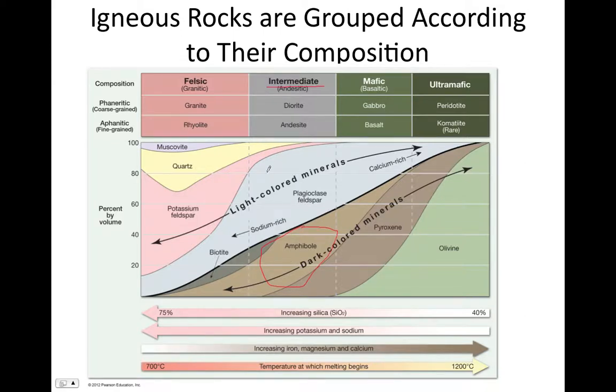Okay, so they contain a little bit of quartz, a little bit of potassium feldspar, a mix of sodium and calcium-rich plagioclase feldspar, a little bit of biotite, a lot of hornblende, and some augite. So that's what makes intermediate igneous rocks, right in between.